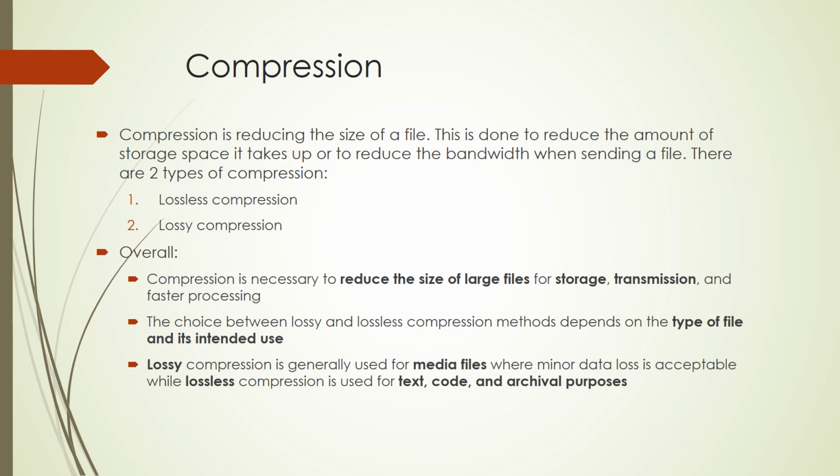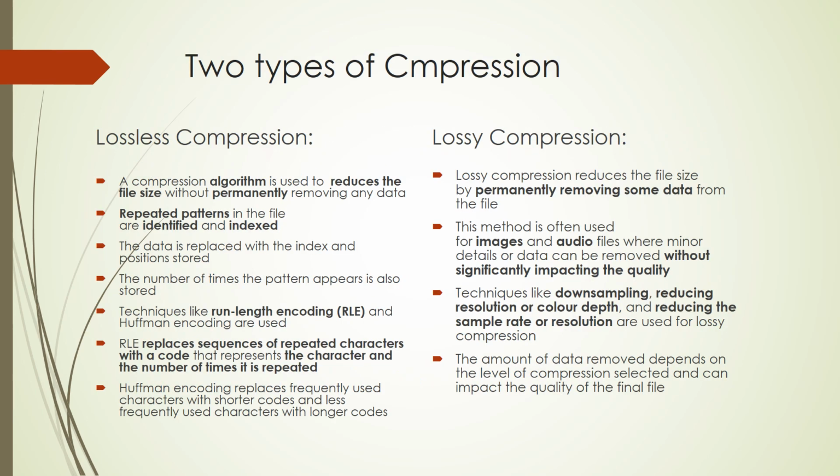Lossy compression is generally used for media files when minor data loss is acceptable, while lossless compression is used for text, code, and archival purposes. So there are two types of compression: lossless and lossy. A lossless compression algorithm is used to reduce the file size without permanently removing any data, while lossy reduces the file size by permanently removing some data from the file, and we cannot recover that data.